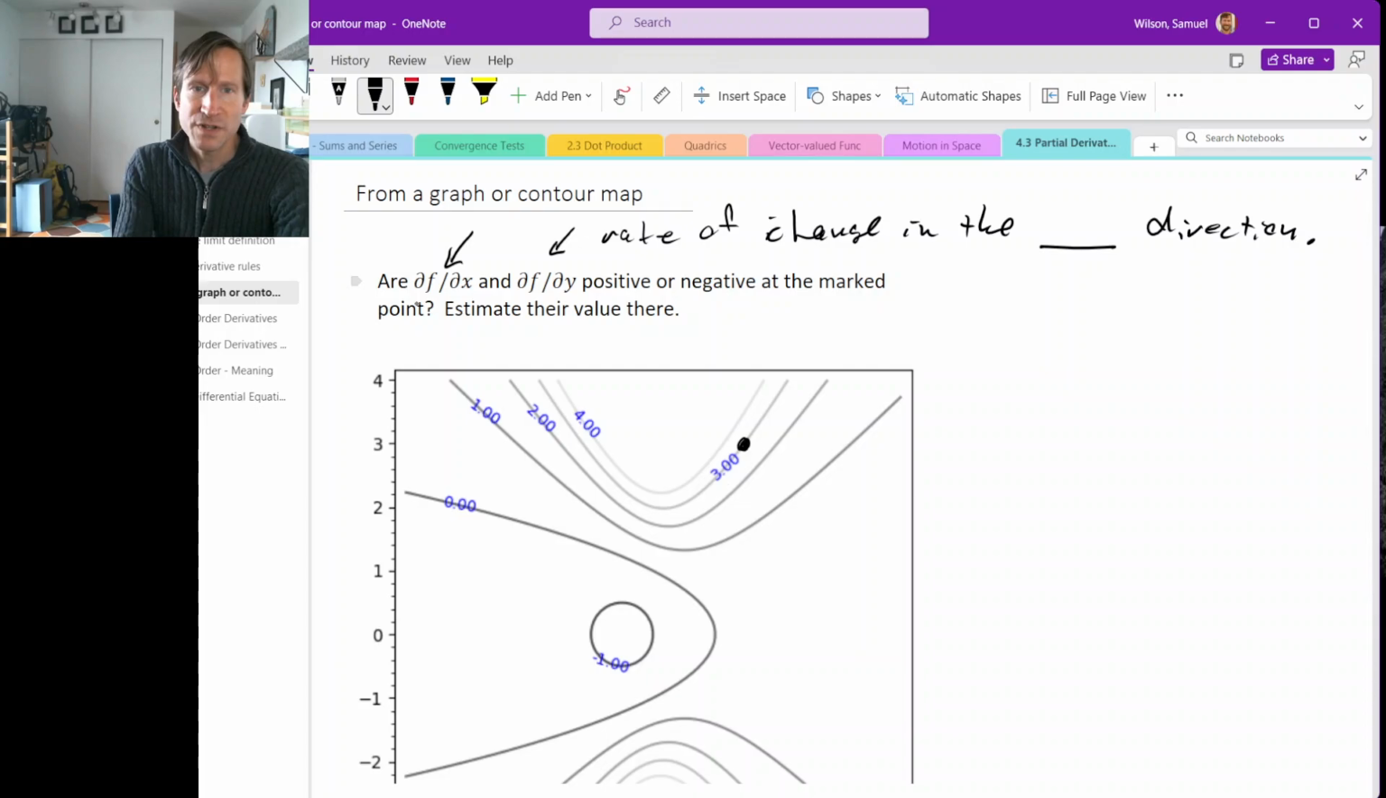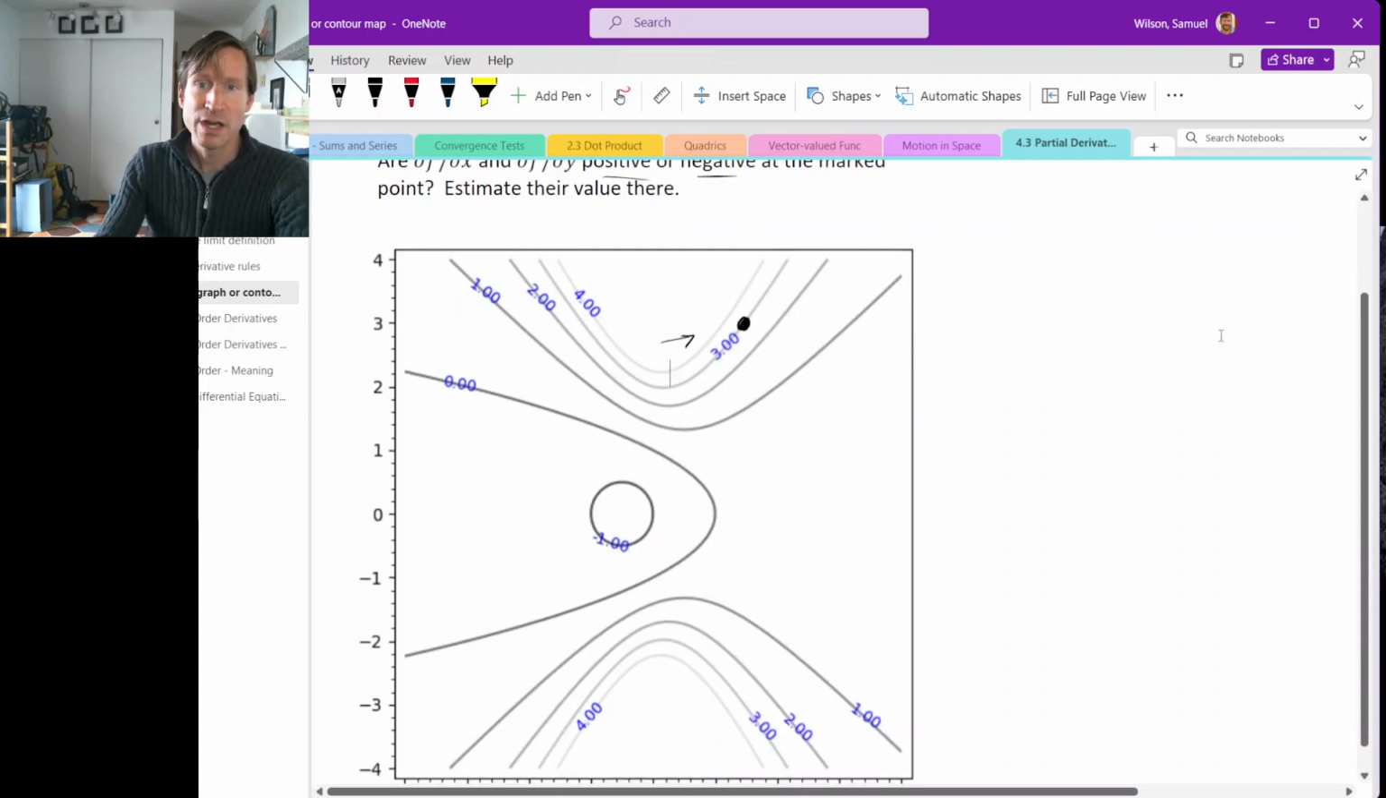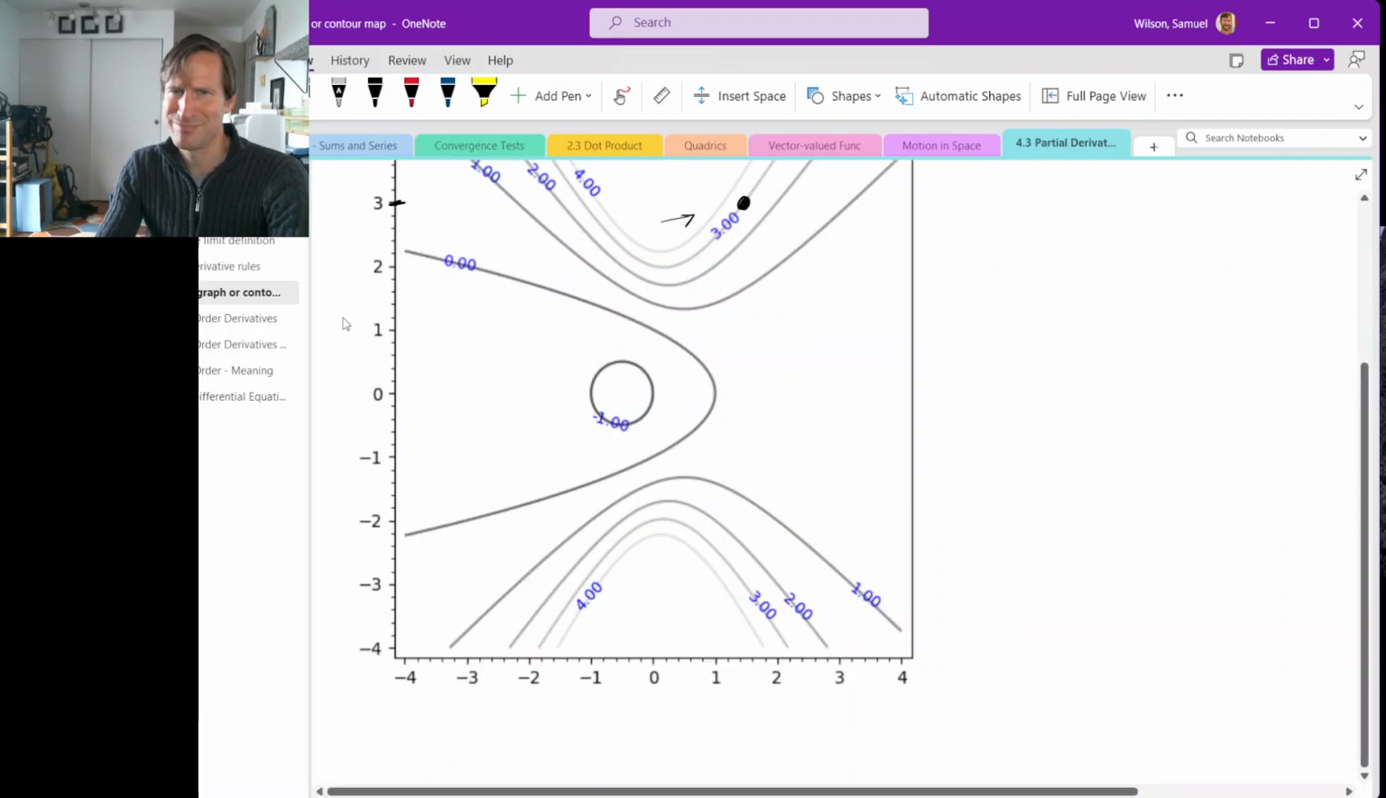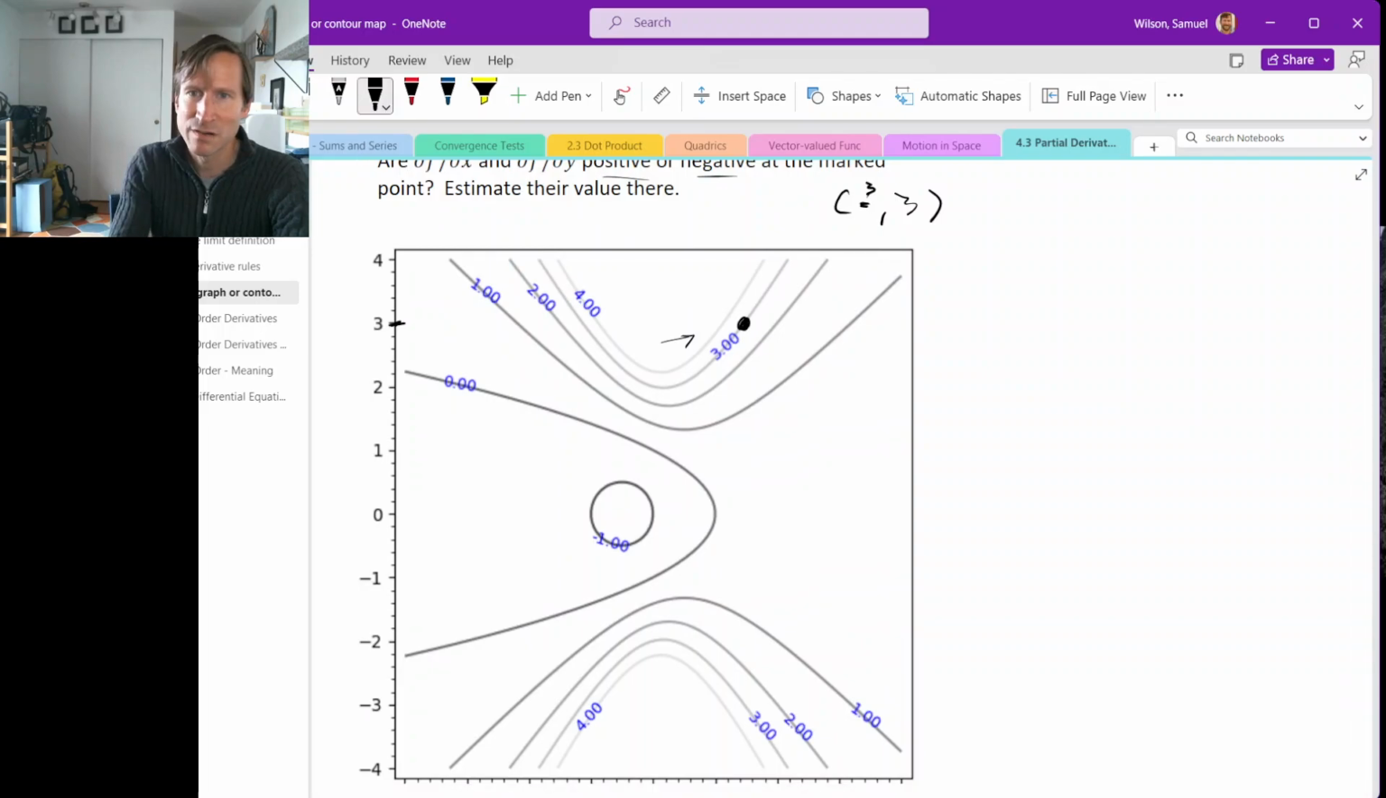So to figure out if partial f partial x and partial f partial y are positive or negative at this marked point here, we just need to figure out, as we move in each direction, is the function increasing or decreasing? And we can use the contour plot to figure that out. So first of all, what point is this? It looks like in the y direction it's at about 3, and in the x direction it looks like it's 1.5 maybe, so 3/2.